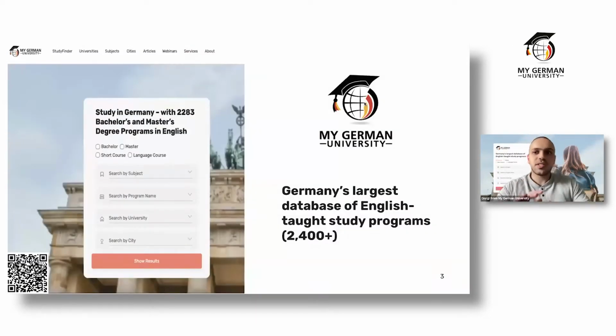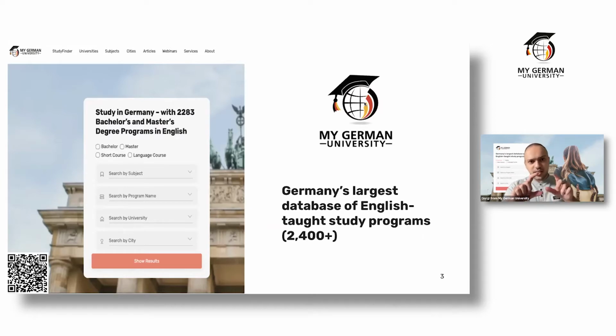Before we get to this, who is behind the webinar? It's MyGermanUniversity. Basically, we are Germany's largest database of English-taught study programs. If you go to mygermanuniversity.com, you'll be able to find over 2,400 study programs, not only bachelor's but also master's level. On the small excerpt of our study finder on the left-hand side, you can also find some short courses and language courses. Our main mission, to put it simply, is to help international students like you on their way towards studying in Germany.